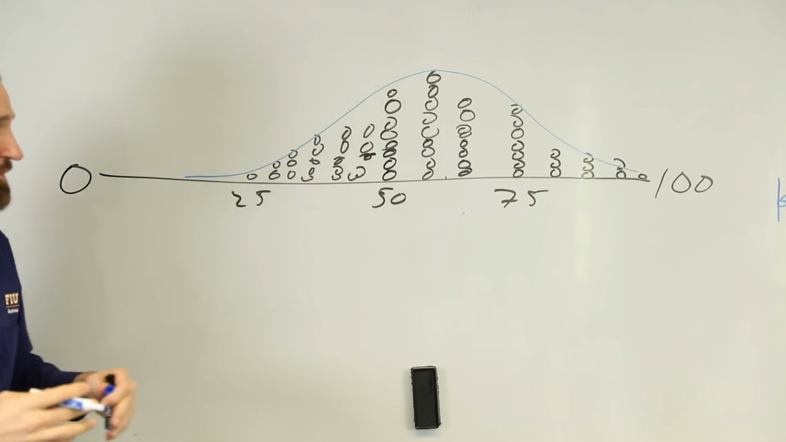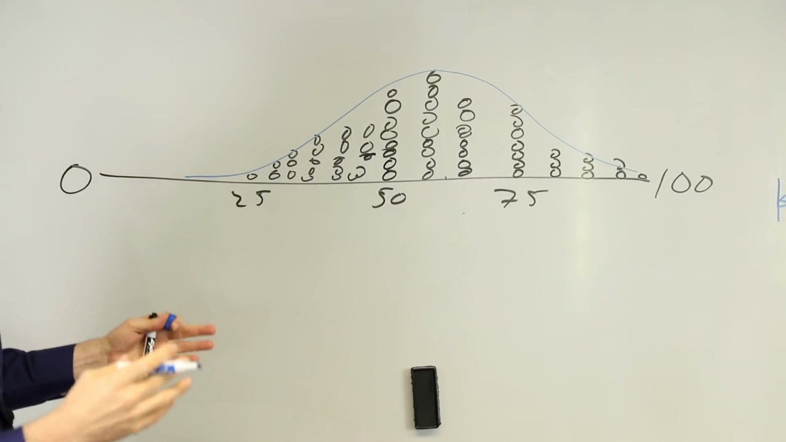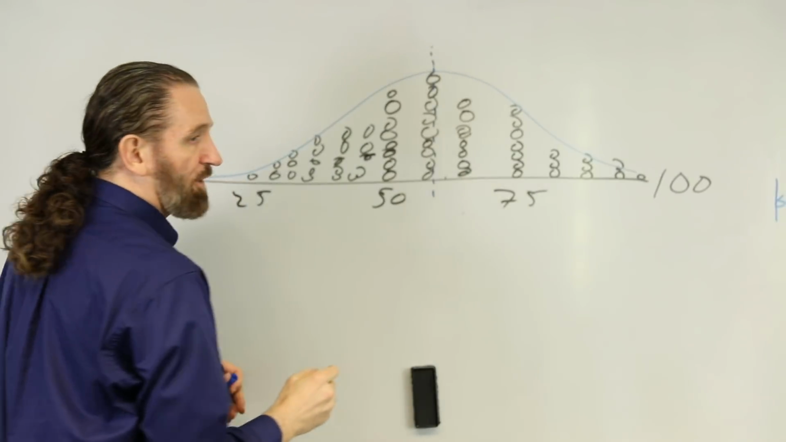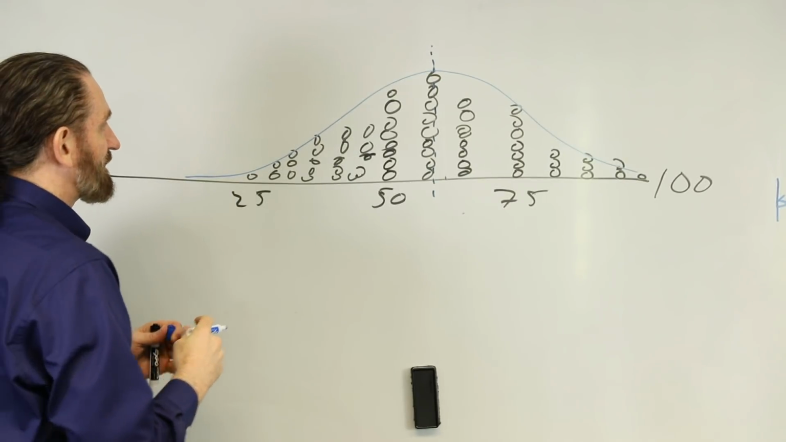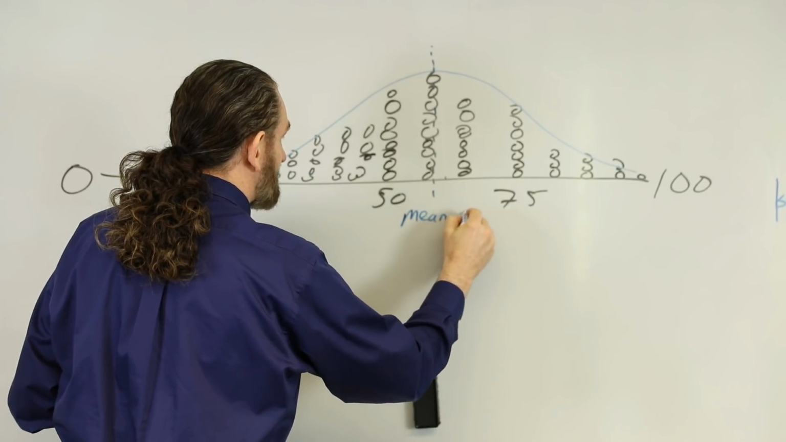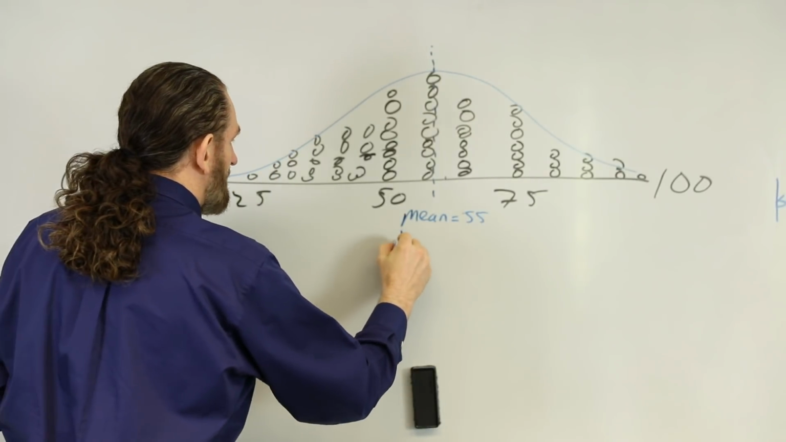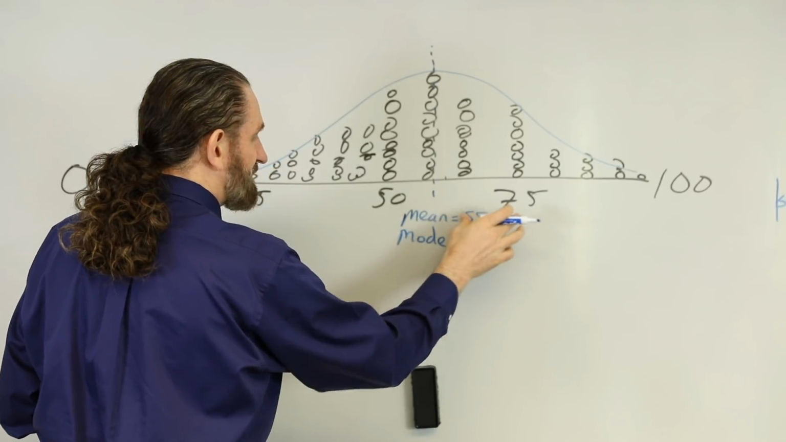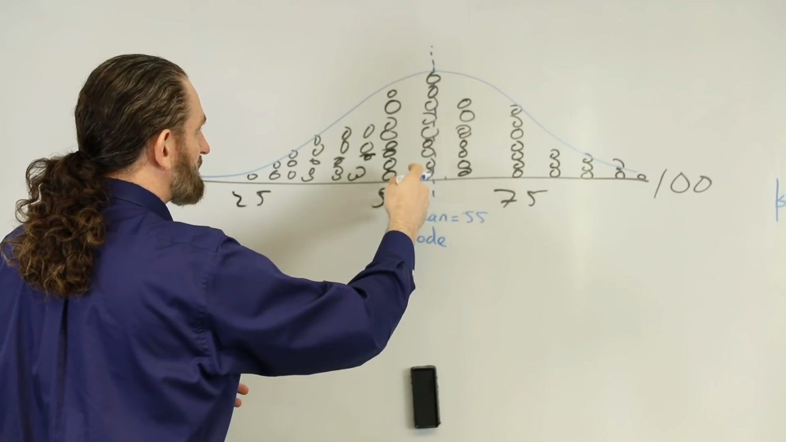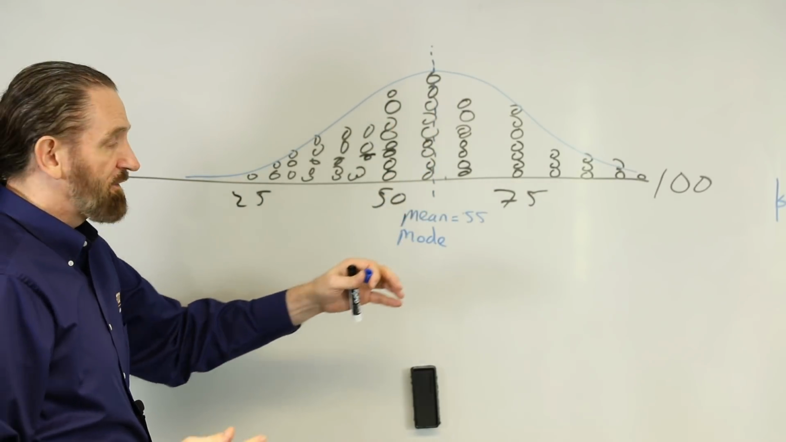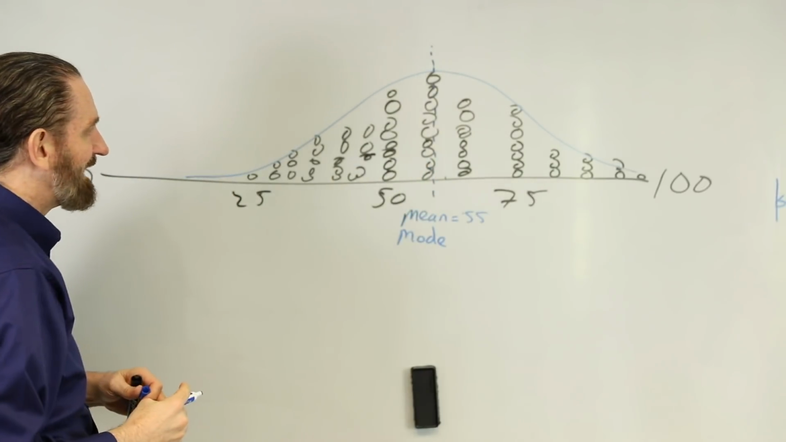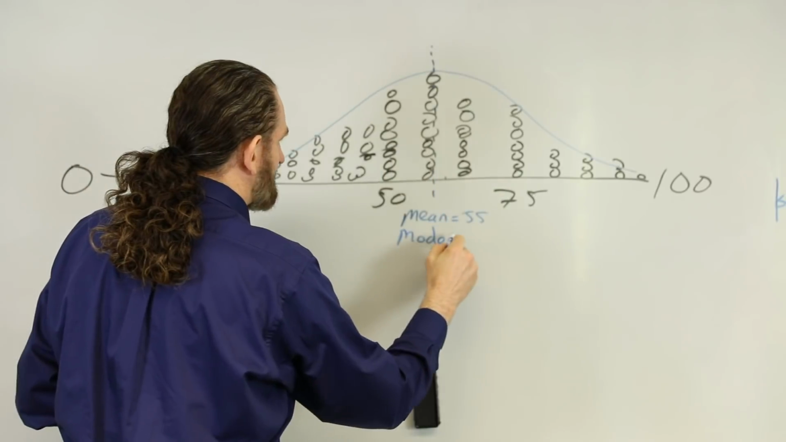Some people call it a bell curve. And the great thing about a normal distribution is that its measures of central tendency are all pretty closely compacted together. Those measures of central tendency might be the mean. Let's say in this case the mean is at 55. The mean, of course, is just the average. And then the mode, meaning the score that got the most number of responses. In this case, it looks like it might be that 55 again.